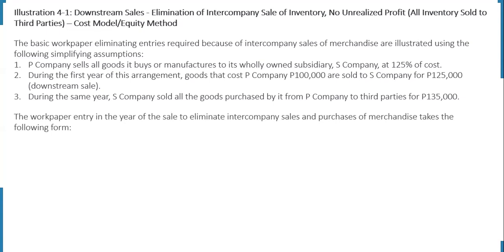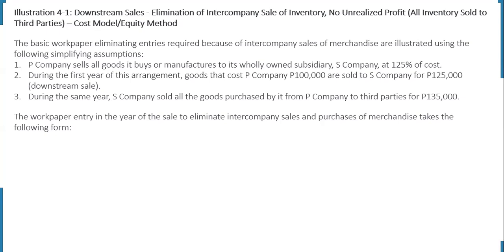The work paper entry in the year of the sale to eliminate intercompany sales and purchases of merchandise takes the following form. So take note of the very important transactions. One, again, P Company sells all the goods it buys or manufactures to its wholly owned subsidiary S at 125% of cost. During the first year, goods that cost P Company 100,000 are sold to S Company for 125,000, or a downstream sale. During the same year, S Company sold all the goods purchased by it from P Company to third parties for 135,000. So we have now the sale from S to third parties.